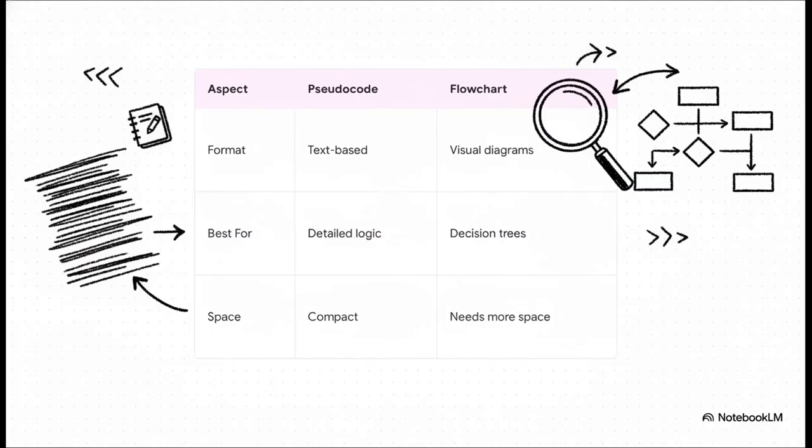When we compare the two, it really illustrates when you'd want to use each tool. Pseudocode is text-based and incredibly compact, so it's absolutely great for detailing line-by-line logic without taking up a ton of space. Flowcharts, on the other hand, are visual diagrams. Sure, they require a bit more space, but they absolutely excel at visualizing complex decision branches. They make it super easy to track the flow of a program at a quick glance.